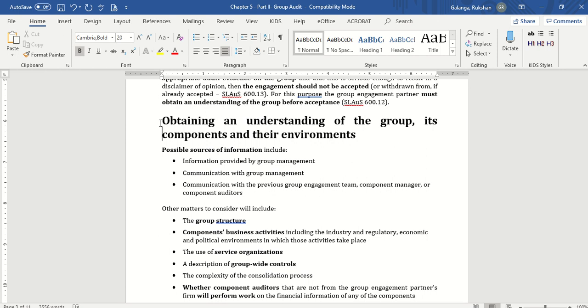As the group auditor, he should ensure that I have the ability to get sufficient and appropriate audit evidence.